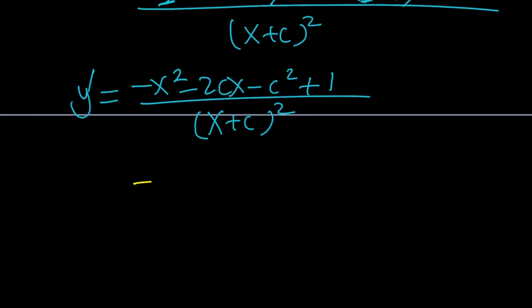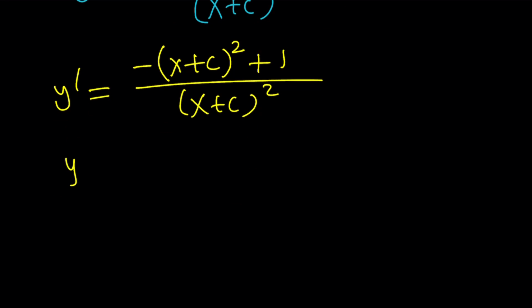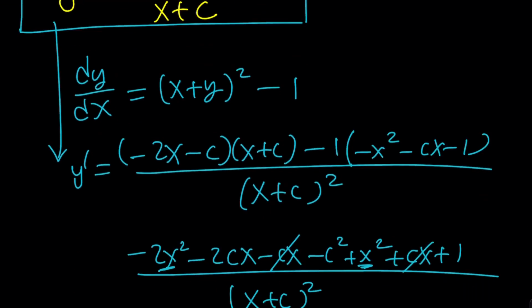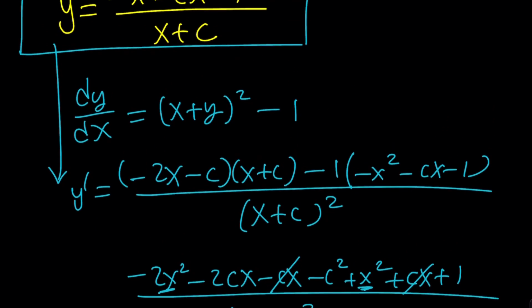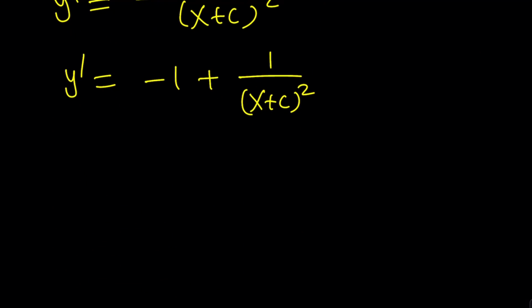Look at this. If you take out a negative 1, this will become x plus c squared. You see that? It's awesome, right? And then by doing this, you can separate this into two pieces like this. Y prime can be written as negative 1 plus 1 over x plus c squared. Now we can go ahead and compare this to the original equation. So this is y prime. If I add 1 to both sides, what am I getting? I'm getting x plus y squared. So that should be x plus y, and it actually is.